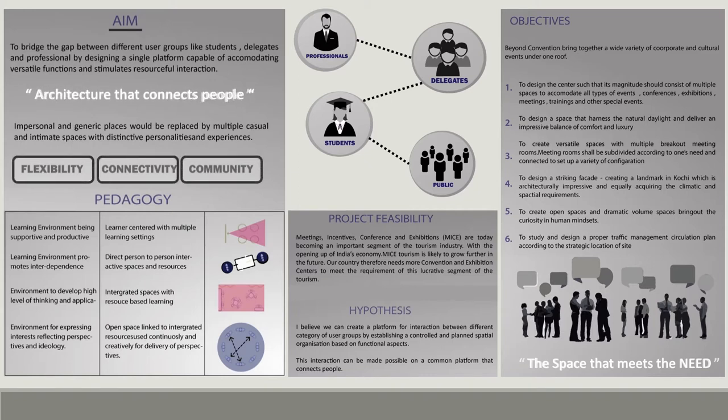Flexibility, connectivity and community are the three main parameters which are focused. The objective of the project is to understand and design the center with multiple or versatile spaces to accommodate all types of events with an inclusive balance of interactive spaces which will develop the overall working of the convention center, the space that meets the need.